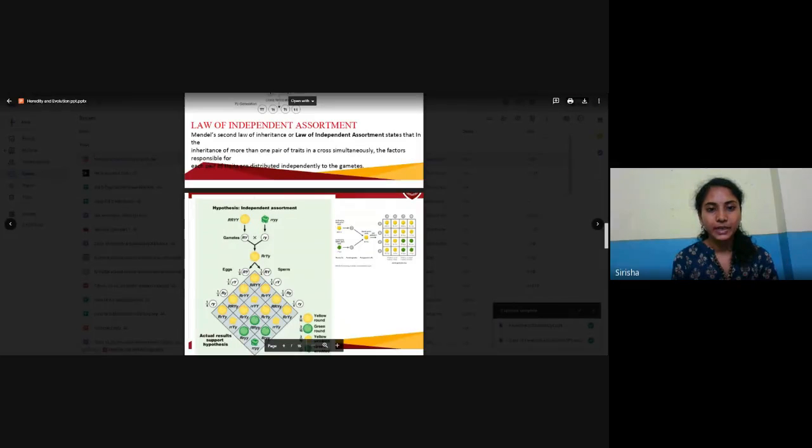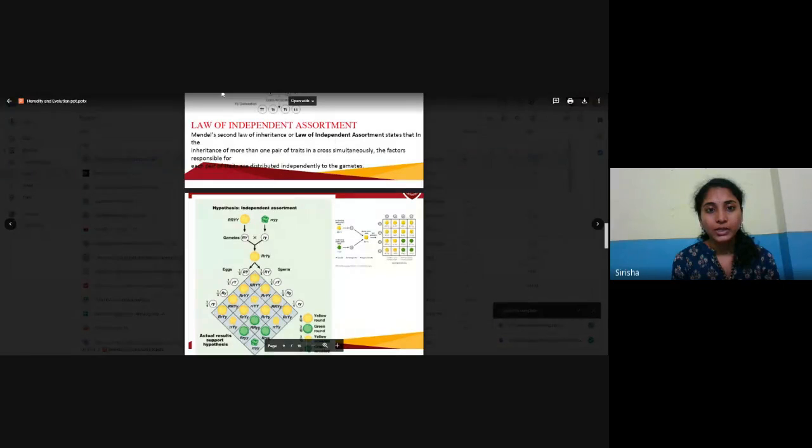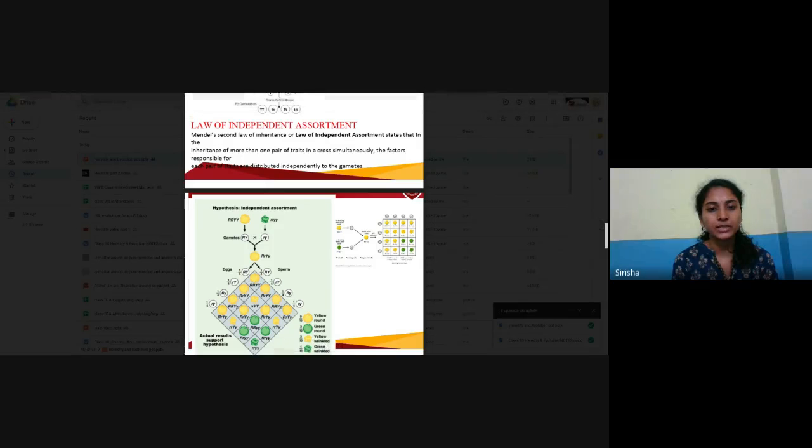For example, in the same experiment, he has taken round yellow seeds. Round is characterized by capital R, and yellow color is characterized by capital Y, which are dominant characters. If you take wrinkled as well as green seeds, a small r represents wrinkled, and a small y represents green color. So that is why in the picture he has shown yellow as well as green.